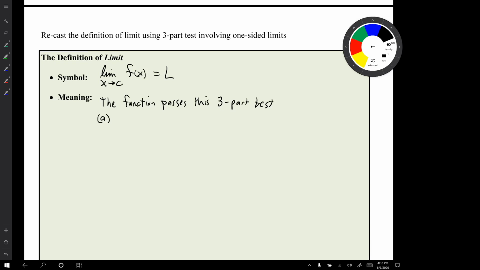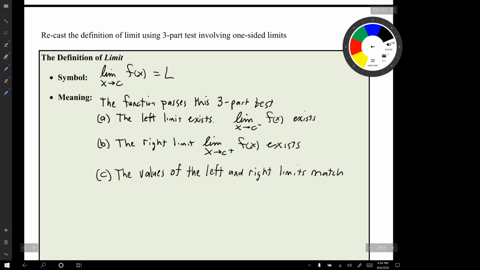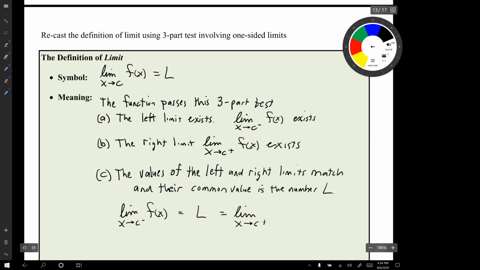Test A is that the left limit exists. The second test is that the right limit exists. And the third test is that the values of those left and right limits match, and their common value is the number L. So that could be written as a single equation. So the limit from the left of f of x is the number L, and that's also the value of the limit from the right of f of x.